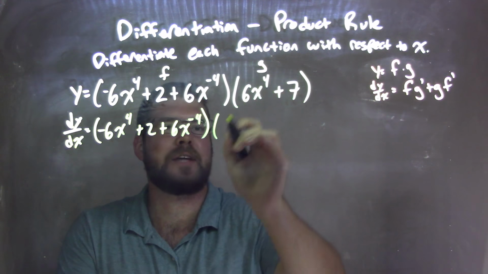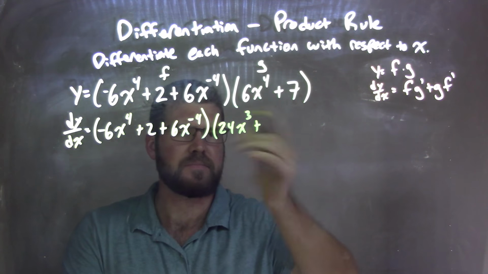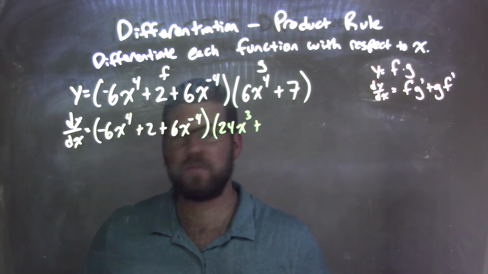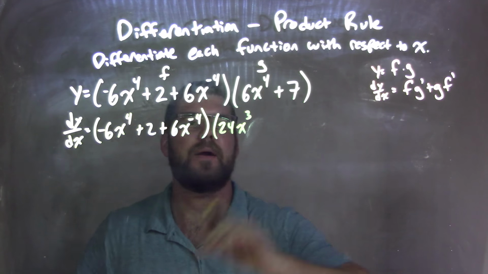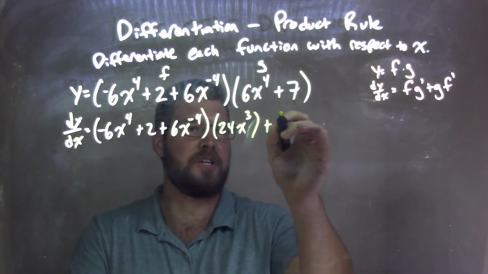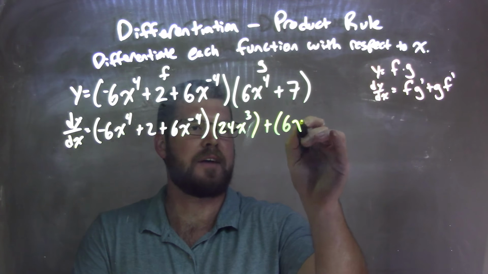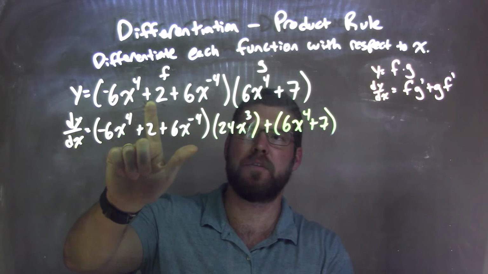Power rule comes down, 4 times 6 is 24, x to the third power, plus, well, derivative of 7 is just 0, so we don't really need that. So we just have the 24x to the third right there. Then the plus sign's on the outside. Now we have to multiply g. So rewrite g, 6x to the fourth plus 7, and we multiply that by f prime. So we're taking the derivative of f right here.